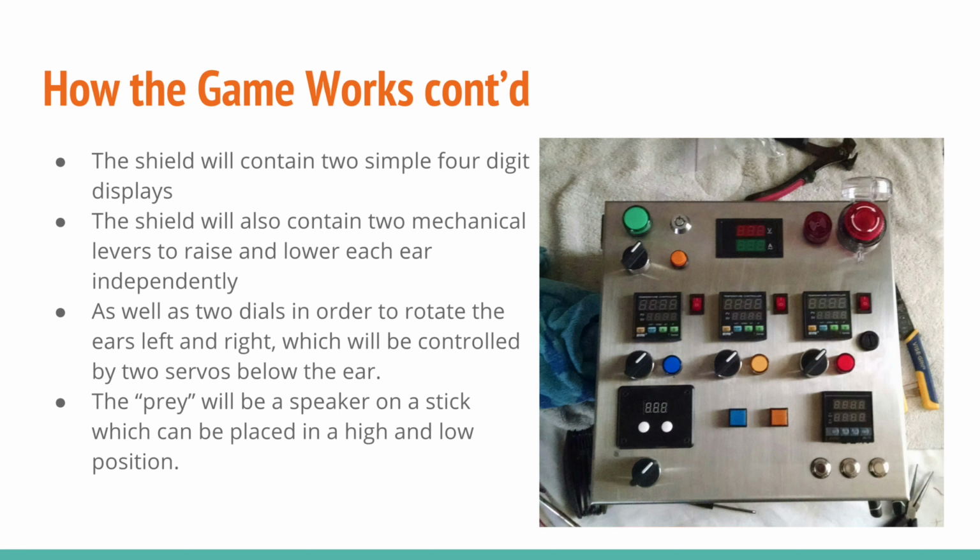The shield will contain two simple 4-digit displays, one for each ear, that will read either decibels or time depending on mode, and will use an LED indicator to display which mode the game has been placed in. The shield will contain two mechanical levers to raise and lower the ears independently. The mechanical levers have been selected over electrical ones to reduce power consumption. The two dials on the shield will allow the user to rotate the ears left and right, as mentioned before. The prey will be a speaker on an adjustable rod that will be placed in either a high or low position. The prey will have a connector that will connect it to the board, allowing the system to know where the prey is and for the prey to get sound.